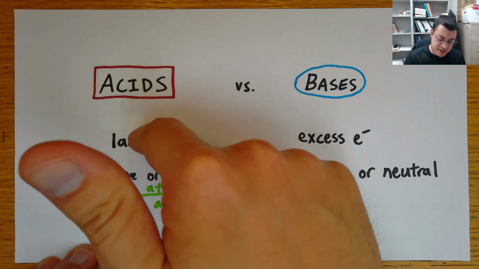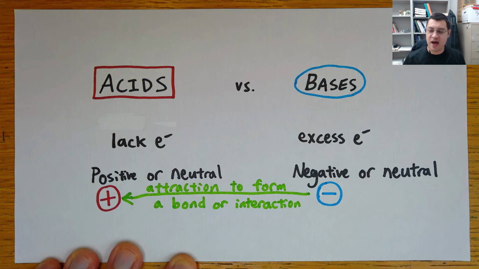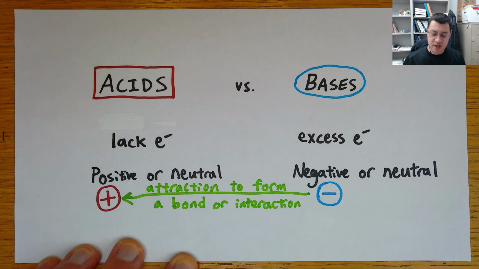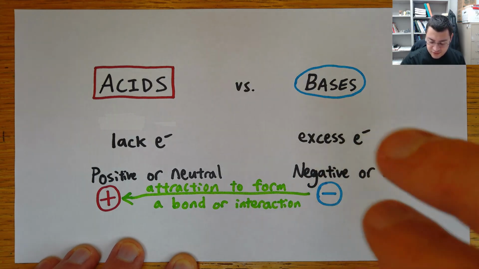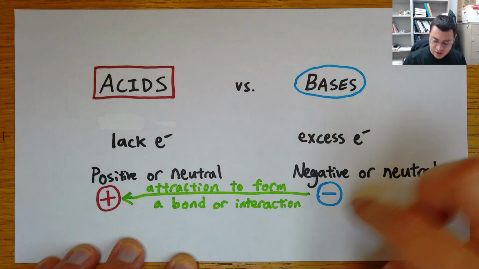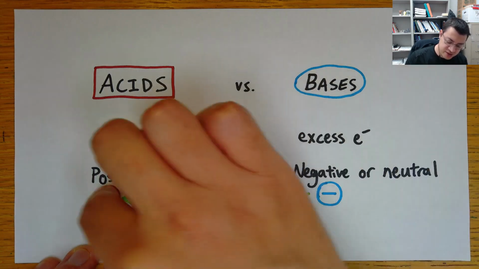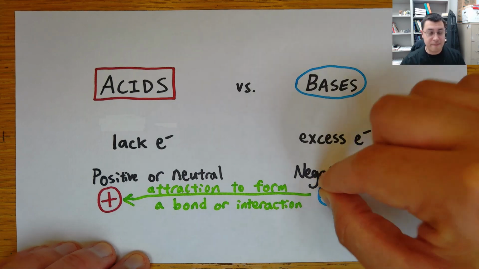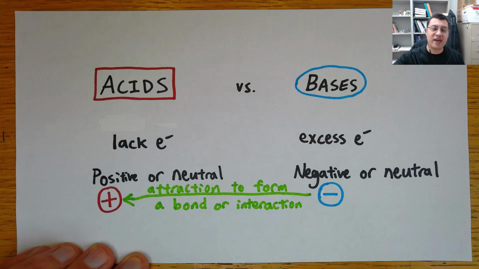Acids are going to be things that lack electrons. They could be neutral, but often they're going to be positive as a result of lacking electrons. And then bases, they're going to have a lot of electrons. They could be neutral, but usually they're going to be negative. If you have a lot of electrons here and you don't have a lot of electrons here, this is going to be your flow of electrons. The negative and the positive are going to attract, and then electrons on the base will be used to form a bond with whatever is lacking in electrons, your acid.